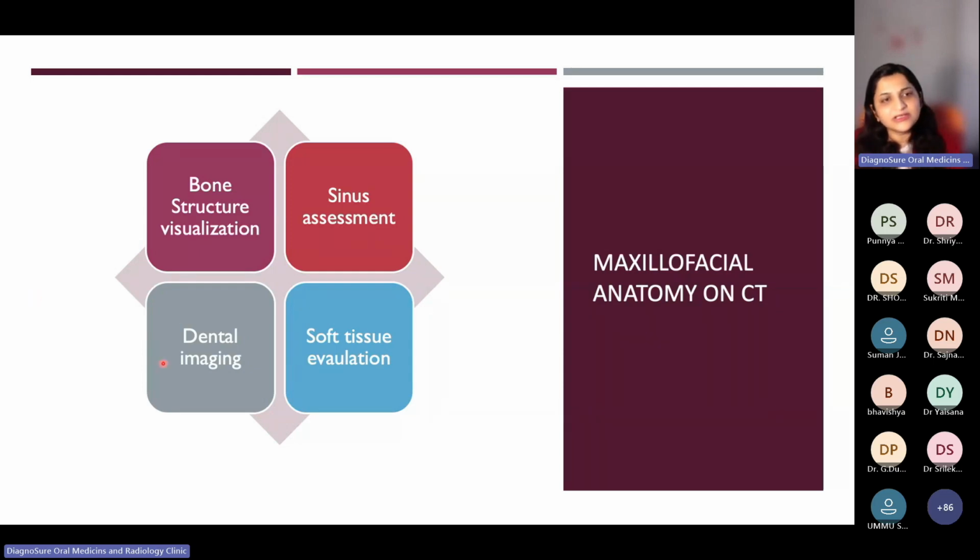Then dental imaging: visualizing teeth, surrounding structures, implant planning. Previously, it was used for implant planning. Now we all use CBCT. Then soft tissue evaluation: it displays soft tissues of the face, such as muscles and salivary glands, aiding in diagnosis. But still, it really depends on which cases you go for CT and which cases you go for MRI.